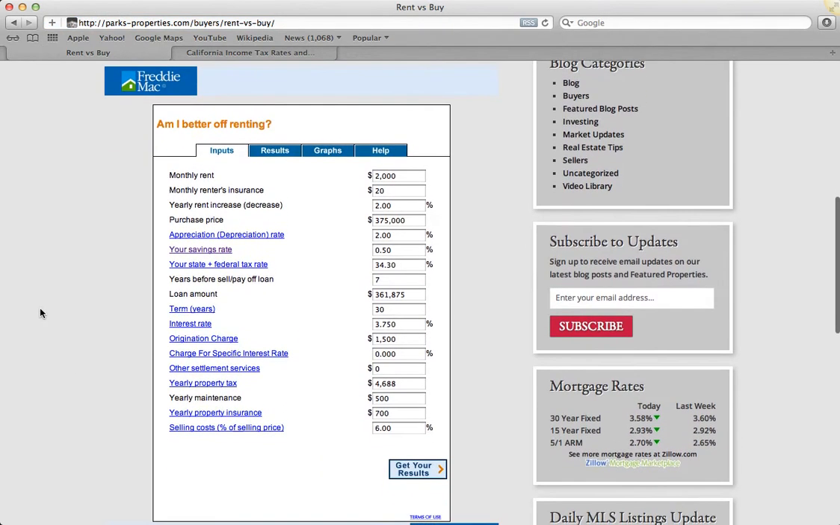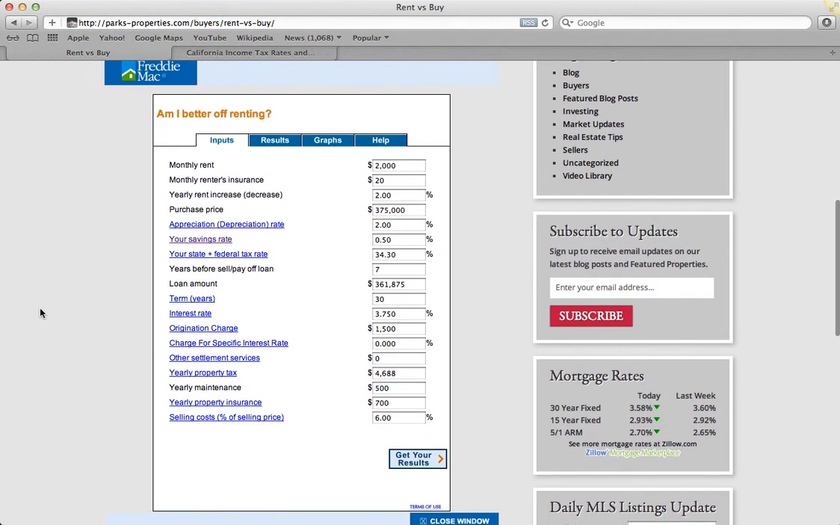And here's the calculator. In this calculator, this is obviously from a reputable source, Freddie Mac, so you can trust the calculations are all done properly. The particular scenario we're going to use today is actually one of our clients who we're working with right now. He's renting and he's looking to buy his first home.